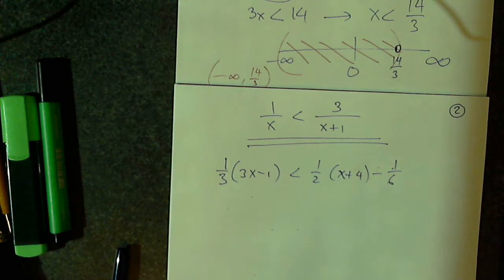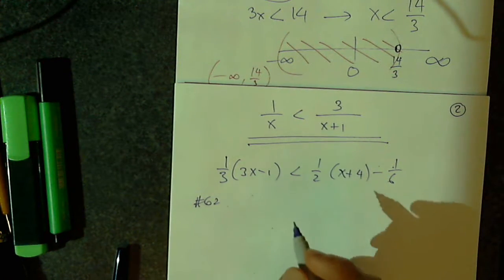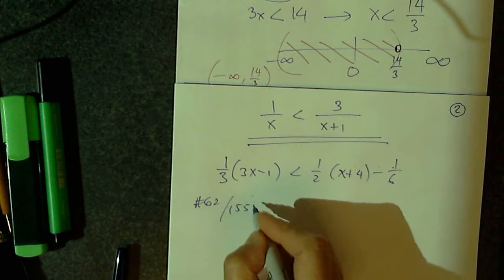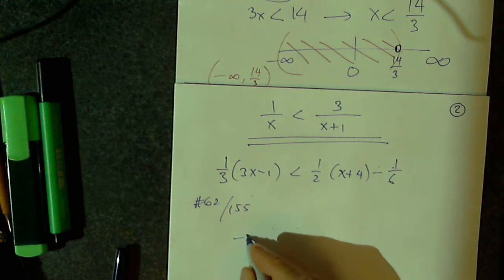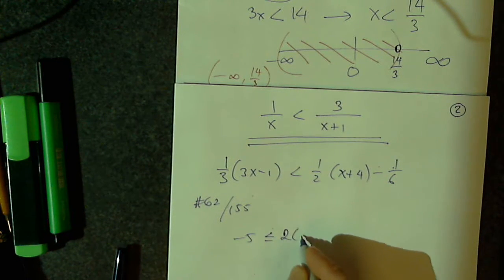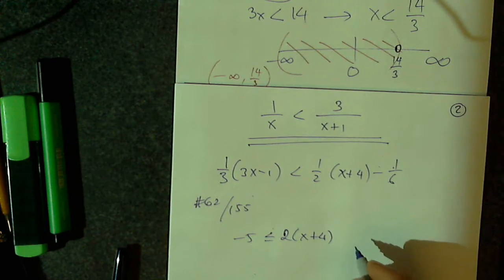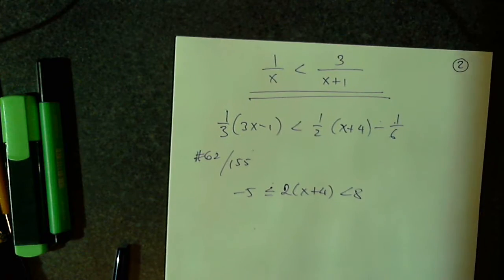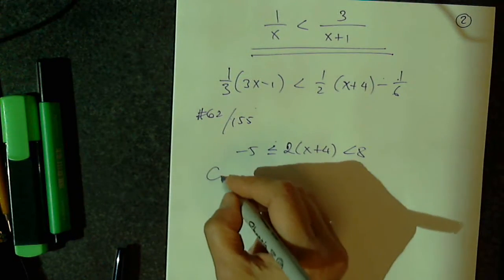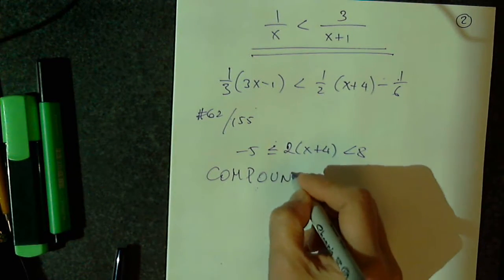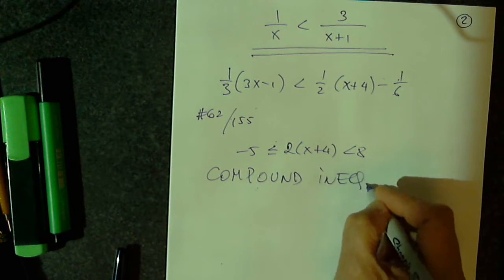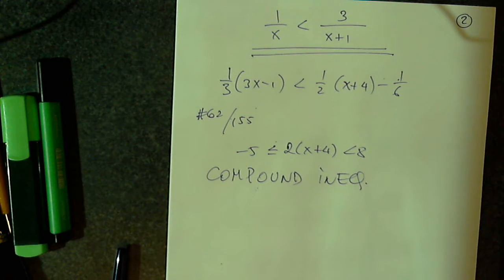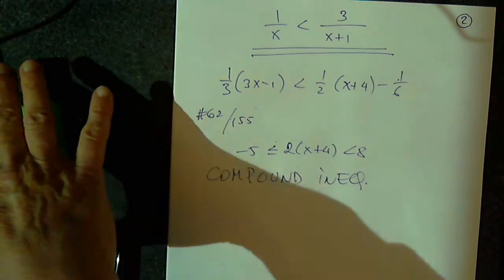I'd like to move on to 62 on page 155. And that is a different type of inequality. The name of this inequality is compound inequality. It's actually two inequalities put together.